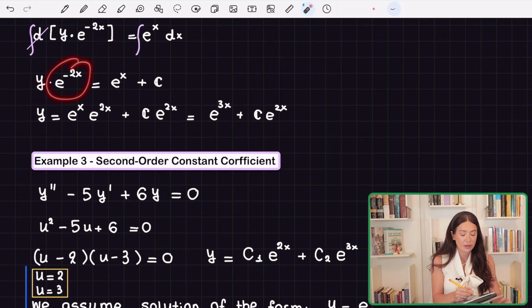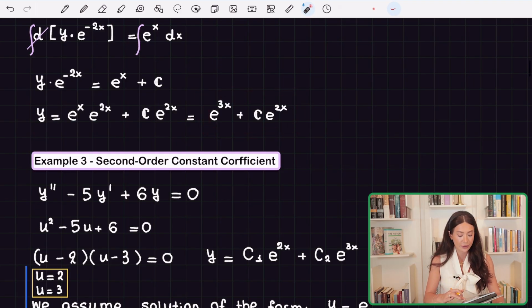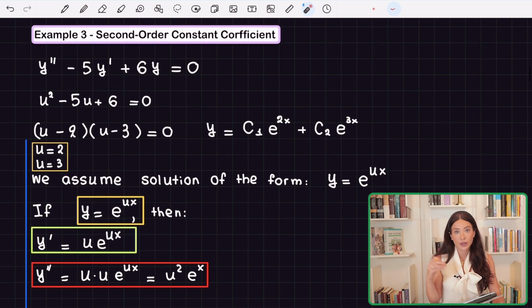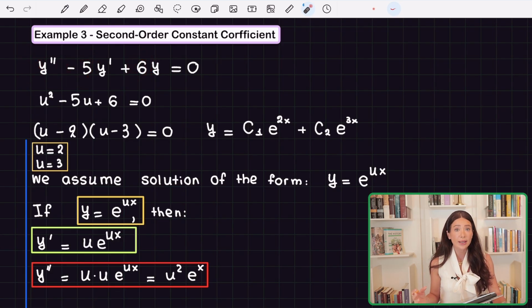And you can move this to the other side so that you have y separately, and this is your final answer. That was integrating factor. Now, version 3 is a second order differential equation with constant coefficients. So here you have 1, here you have -5, here you have 6. And you're taught to just rewrite that as a quadratic equation.